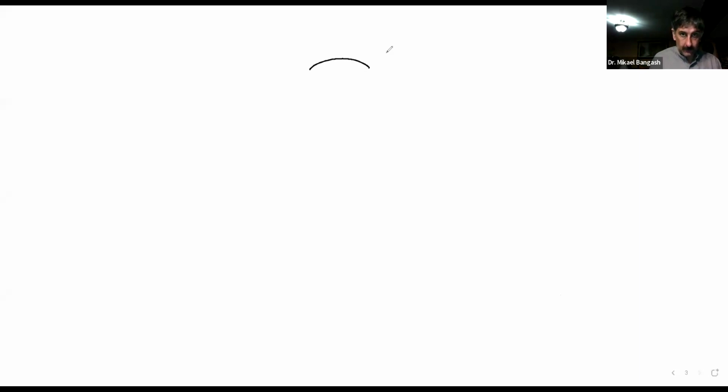Now this is what we call the aortic foramen, through which the abdominal aorta is going to enter, at T11 or T12.